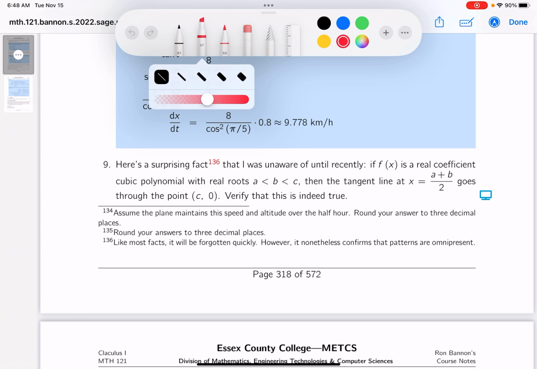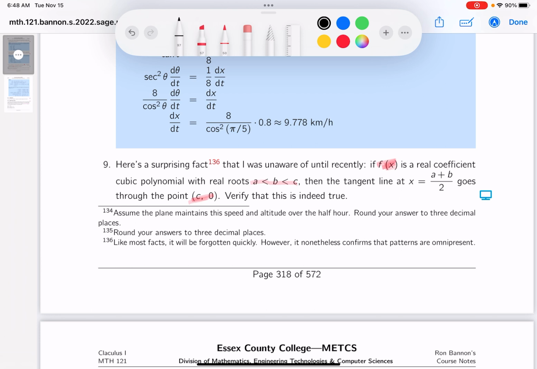It says f of x is a real coefficient cubic polynomial with three real roots, and the roots are ordered a, b, c. It goes on to say that the tangent line at x equals (a plus b) over 2, that's the average between the first two roots, will go through the third root, all right? So if you visualize that, let me put out what I mean.